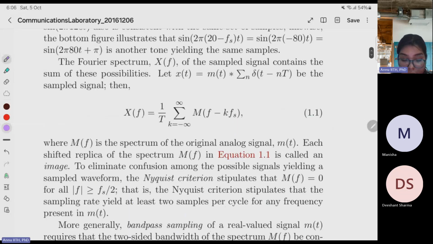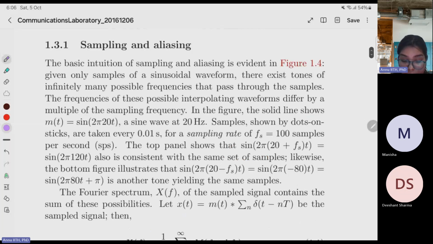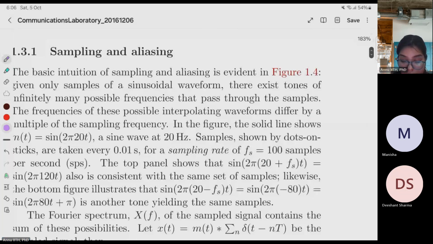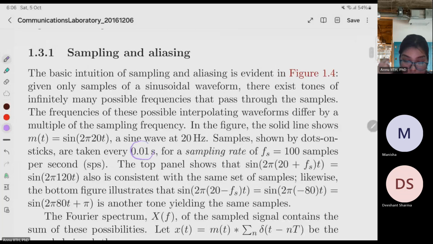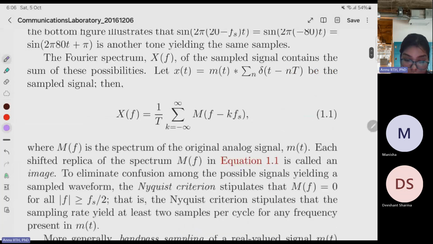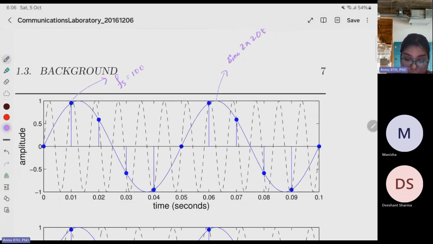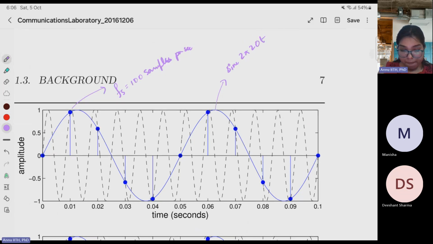Samples, shown by dots on the sticks, are taken every 0.01 seconds, for a sampling rate of fs equals 100 samples per second. So these are the samples taken at every dot. fs equals 100 samples per second.